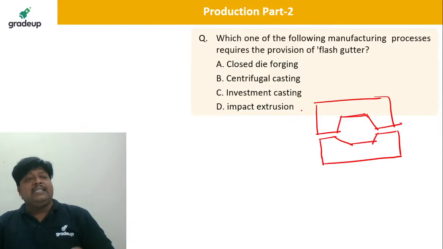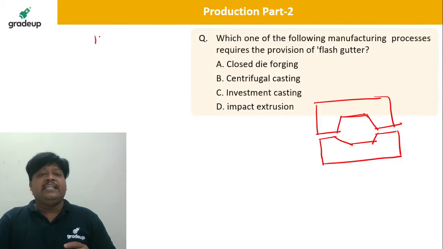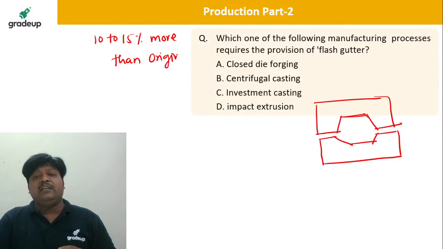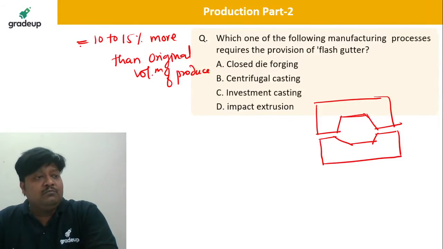And we know that in the closed die forging operation, the raw material that we are keeping is generally 10 to 15 percent more than the original volume of the product. Yes, of course, to accommodate this extra volume, because we want to confirm that each and every corner in the die cavity our material should reach and take the shape of the impression on the die. So where will this excess material go after filling the regular size?